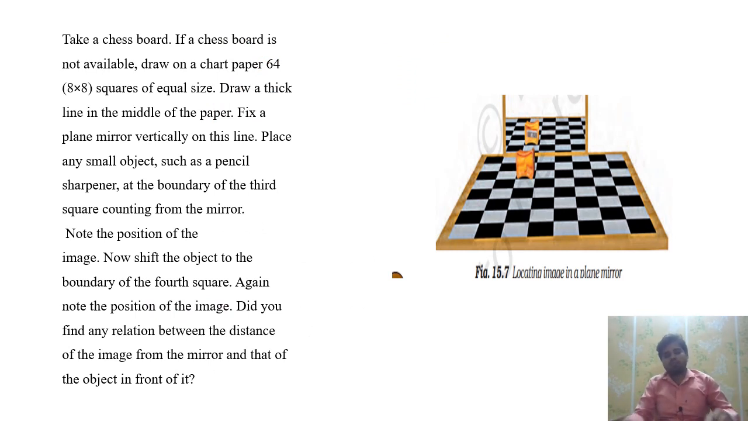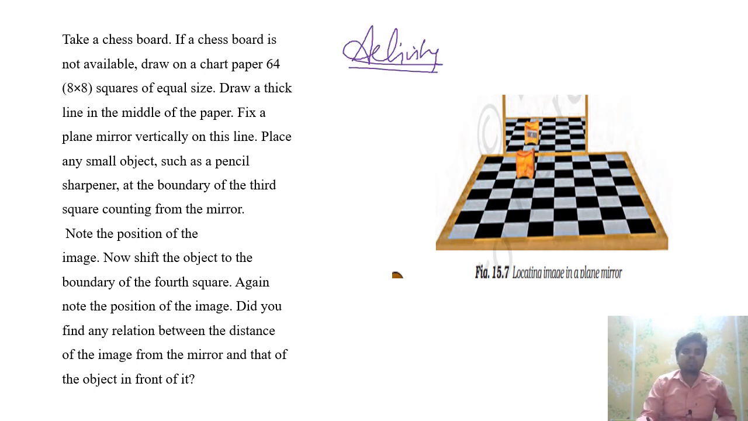Now there is one activity for you students. This is the activity time. You have to take a chessboard, or a chartboard, and make 8 into 8 squares. Draw a thick line in the middle of the paper. Fix the plane mirror vertically on this line. Trace an object such as a pencil sharpener at the boundary of the third square counting from the mirror. Note the position of the image. Now shift the object to the boundary of the fourth square. Again note the position of the image. Did you find any relation between the distance of the image from the mirror and that of the object?